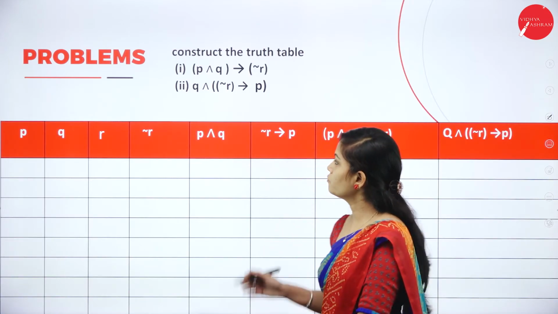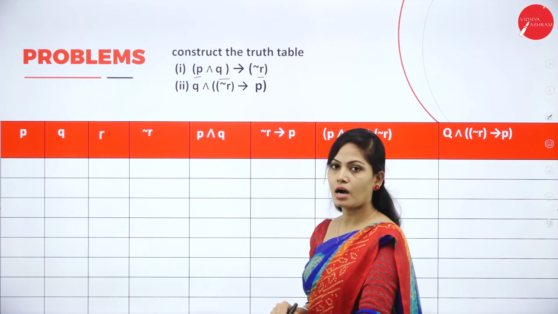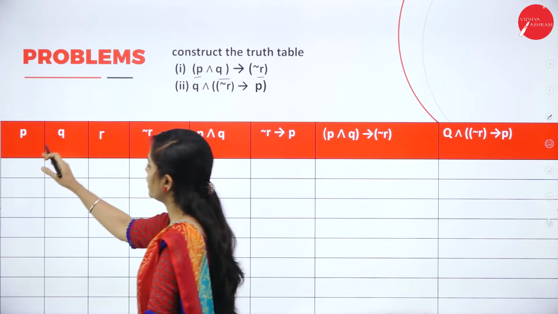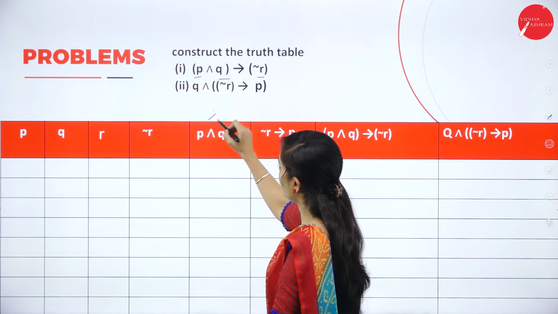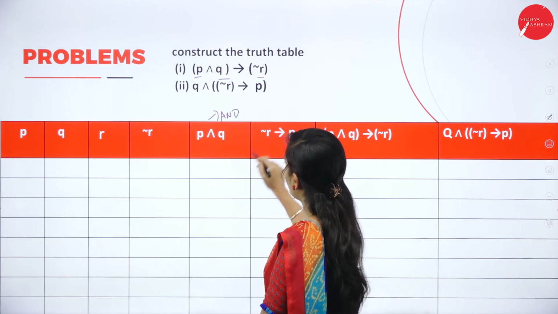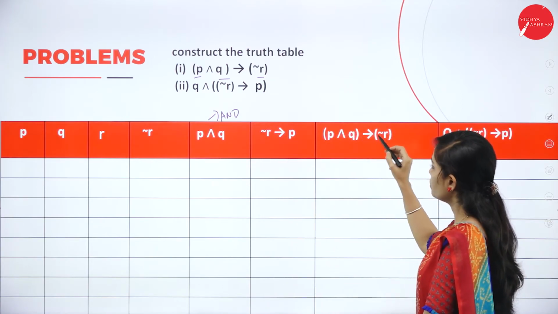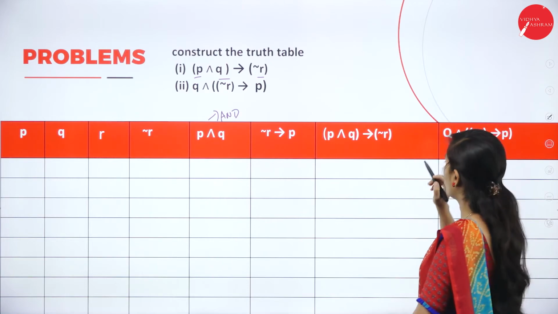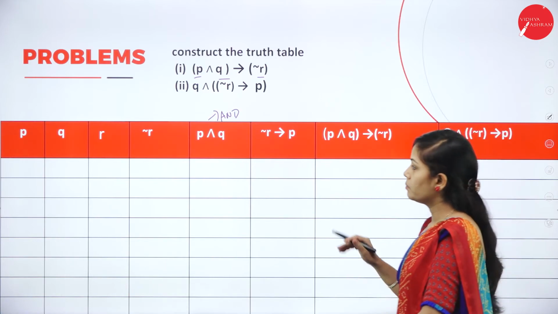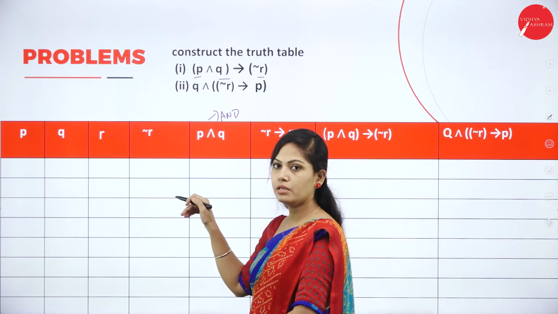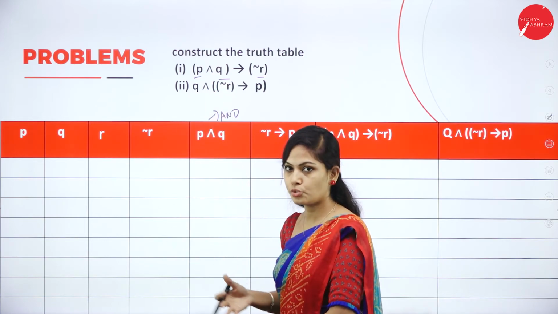And the next problem for 3 variables, here we have 3 variables P, Q and R. So first write the variables P, Q, R, and we also have to find P and Q. Here we have to use the AND operation, and negation R implies P, and P and Q implication of negation R, and Q and negation R implication of P. Please understand the question properly. You just use these connectives to construct the truth tables.